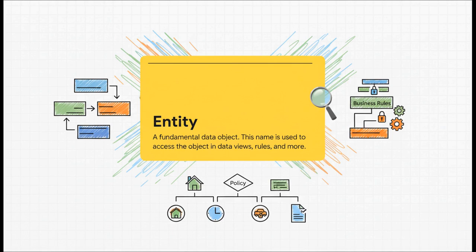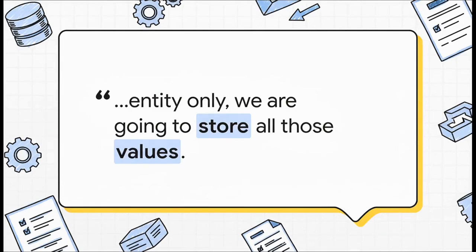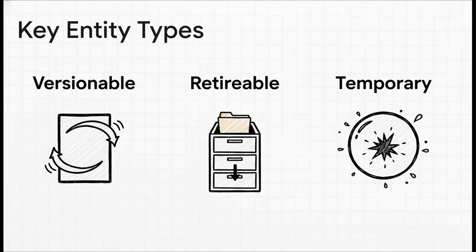Now, that's the official technical definition, right? But I love this quote from a developer who just cut right through the jargon. They put it perfectly. The entity is simply where we are going to store all those values. That's it. It's the thing in the database that holds all the info for a person or their car. Simple as that.